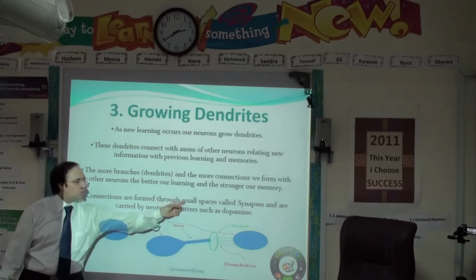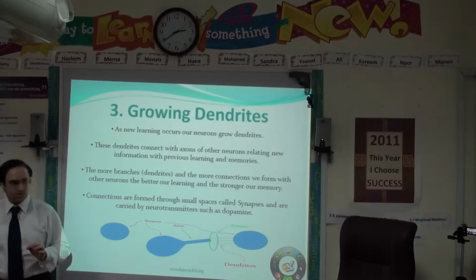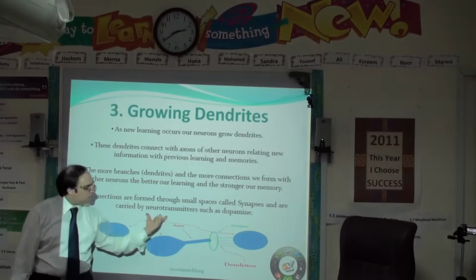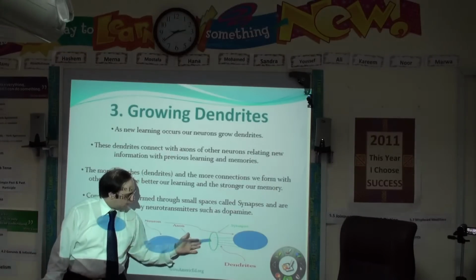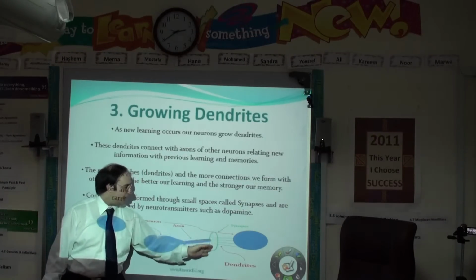Connections are formed through small spaces called synapses. They are carried by neurotransmitters, which are chemicals that transfer or connect 2 neurons to each other in the synapse gap.